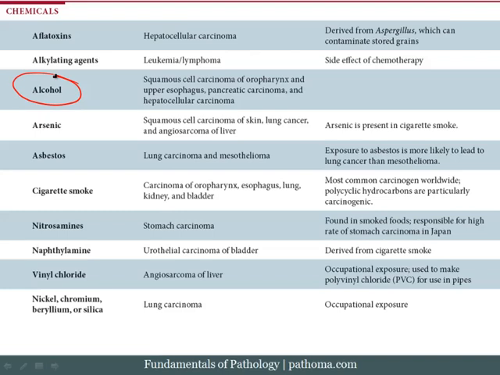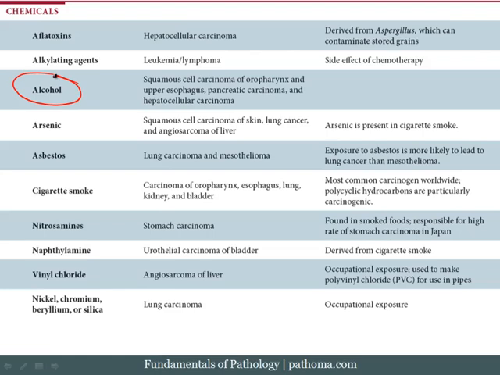There's an association of alcohol with pancreatic carcinoma. You're well aware of the fact that alcohol causes chronic pancreatitis, and one of the complications of chronic pancreatitis is pancreatic carcinoma. So you could kind of put that sequence together: alcohol, chronic pancreatitis, and pancreatic carcinoma.